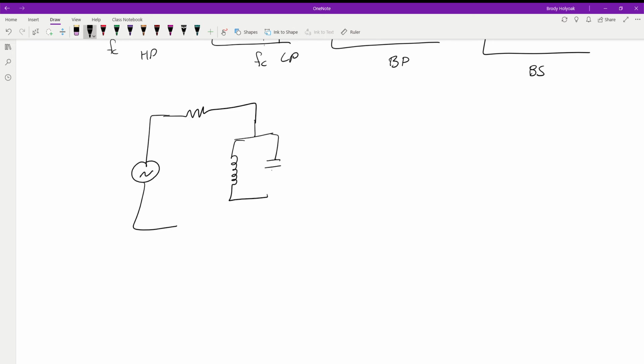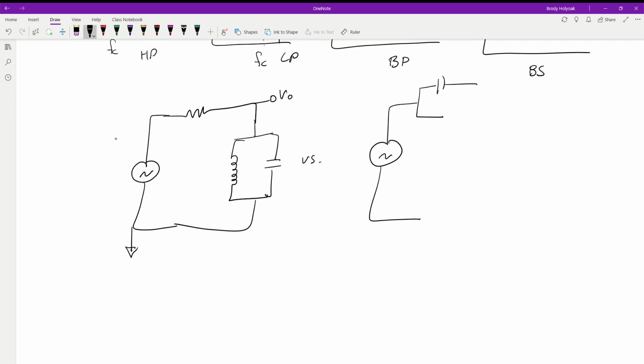And we have our capacitor. There's our ground. This is V out. And then versus this guy, like so. So again, we're isolating between our reactive components and our resistive components. So we got R, L, and C, C, L, and R.